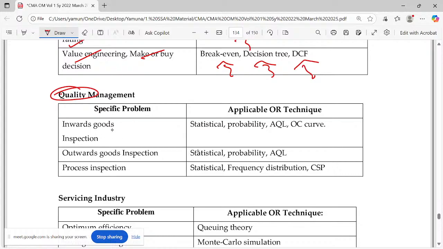Whereas if we talk about quality problems, we know the ISO model and all. If the problem is related to inward goods or inspection, we might be using statistical quality control, SQC models, probability, AQL models. We have the baseline and OC curves. Outward goods inspection has more or less the same headings. For process inspection, we have statistical frequency distribution and CSP, meaning how far you can allow the process variation when inspecting, say 10% variation is allowed.